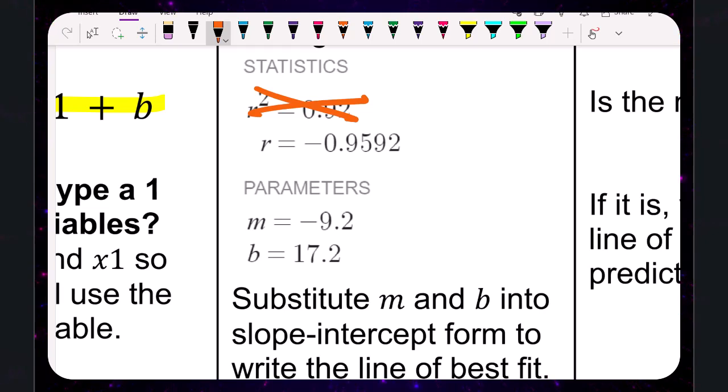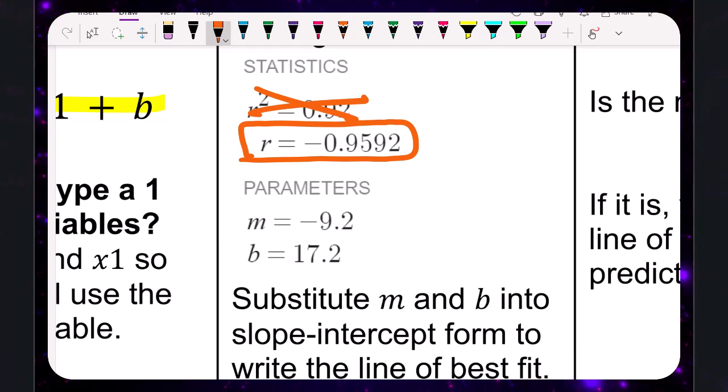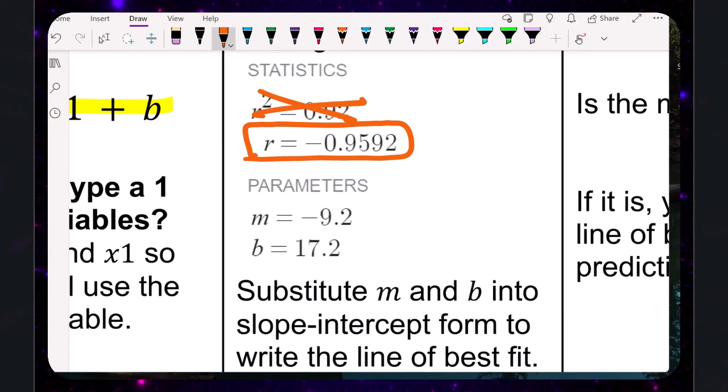But this right here is your correlation coefficient. We just talked about that. So the closer it is to +1 or -1, the better it is. Now this is negative, which means that you're going to have a decrease. If you look at your scatter plot, I'll show you how to do that in a second. But this is pretty darn close to -1. So this is a very, very good model.